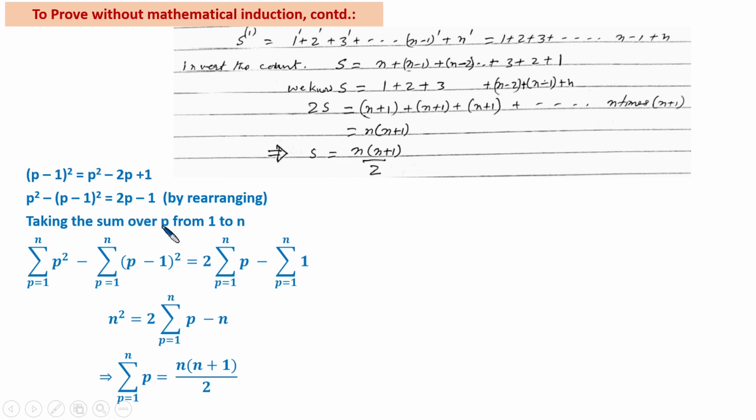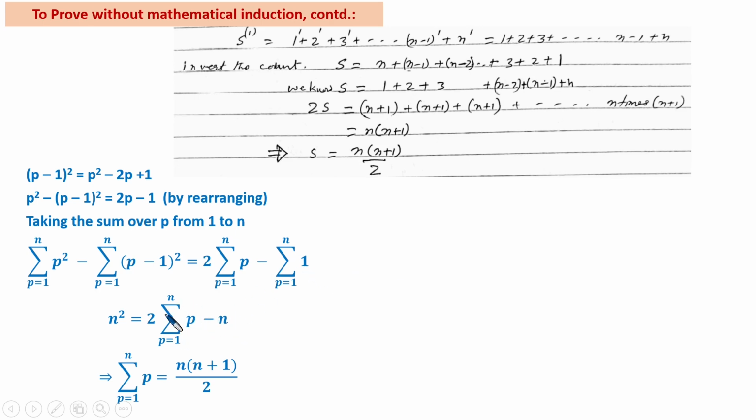So now I can take the sum over p from 1 to n. I take summation over p square, then minus summation over p equal to 1 to n of p minus 1 the whole square. Here also I take summation over p, and here also p equal to 1 to n. In this summation you will notice that there is no p involved. So p equal to 1 is 1, p equal to 2 is also 1, p equal to 3 is also 1, so 1 plus 1 plus 1 up to n times. So this will be n here.